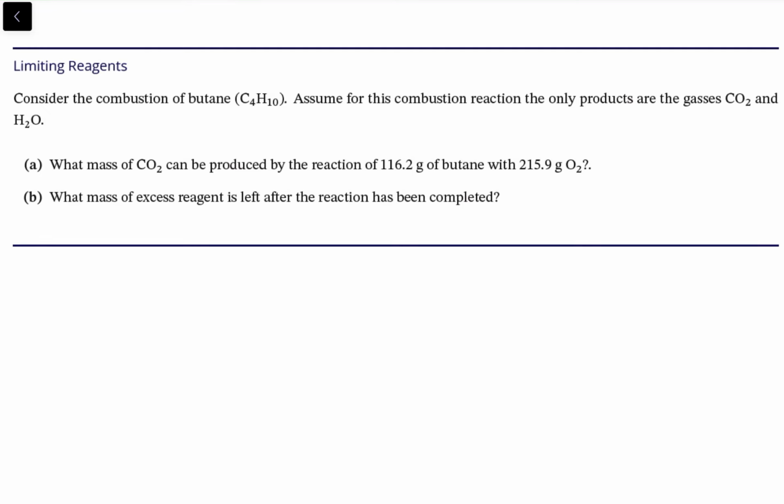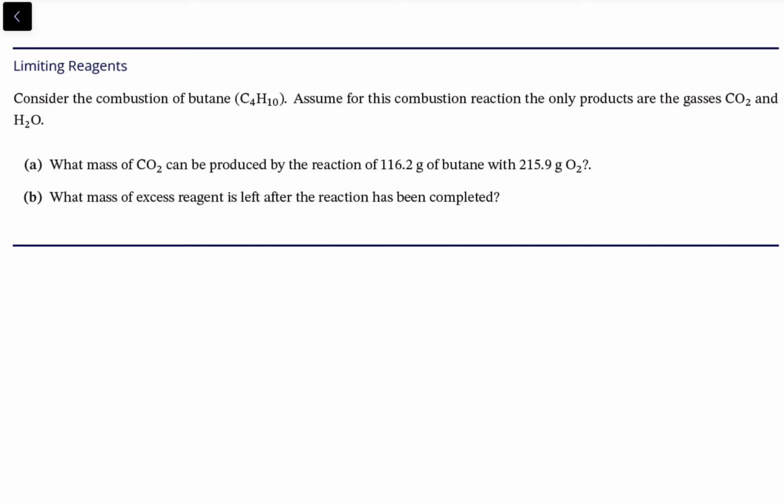Hello everyone. In this video I want to look at the concept of a so-called limiting reagent. What a limiting reagent is: it means we mix two components of a chemical reaction in specific amounts, and the chemical reaction gives us the exact stoichiometric ratio in which they want to react. But in reality, we don't always mix them in those exact ratios.